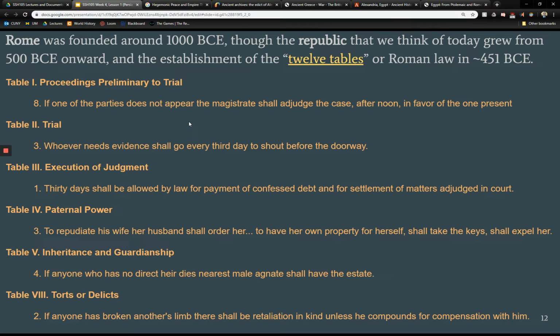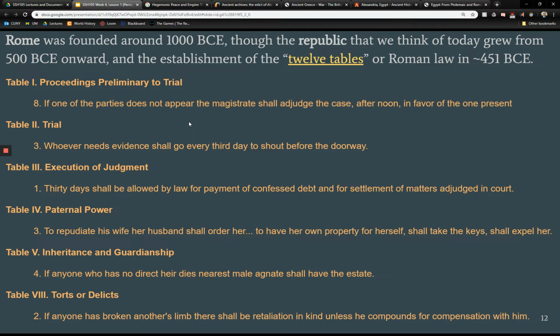Table 3, the execution of judgment, and I think this will be the last one I talk about, is that 30 days shall be allowed by law for payment of confessed debt and for the settlement of matters adjudged in court. So some of the settlements in the law here would involve paying someone, and you have a limited amount of time to do that. So some of the things we see in our modern legal system, just like with Hammurabi's Code, you can trace back all the way to Roman law.